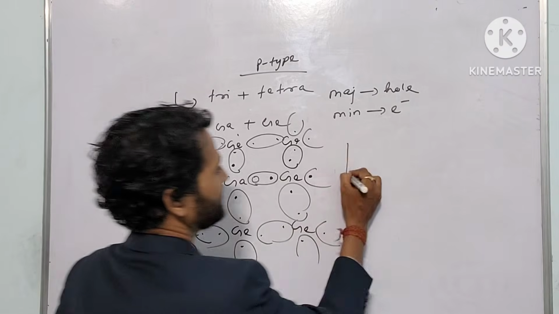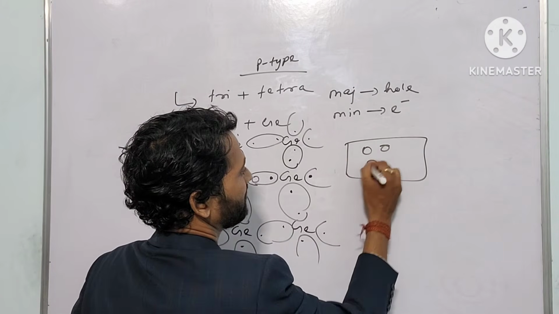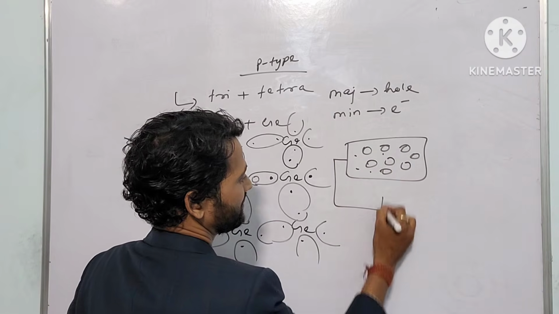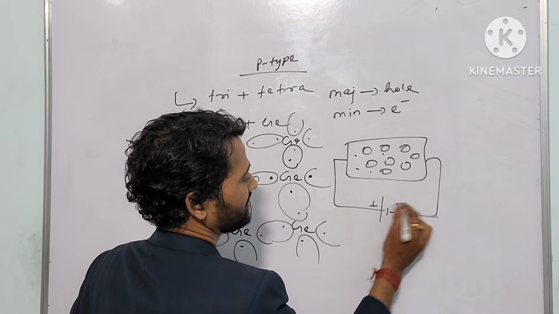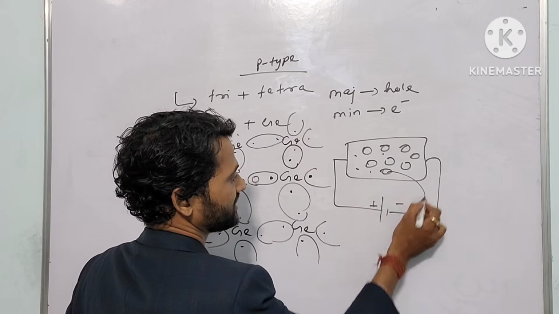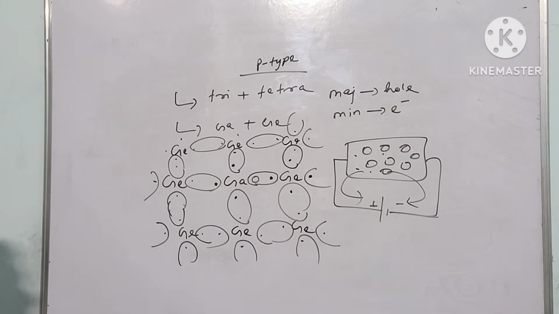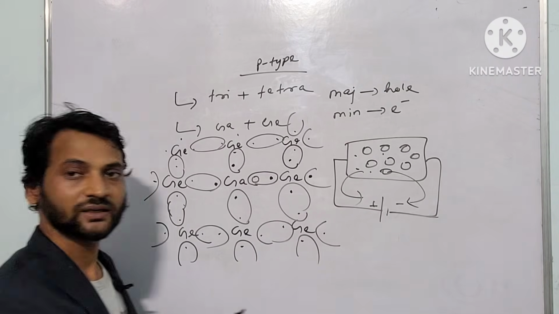Okay, so the diagram will be like this. The majority will be holes, right? Minority will be electrons. We'll give potential difference, then hole will move towards the negative terminal, electron will move towards the positive terminal, then conduction takes place. Okay, clear?